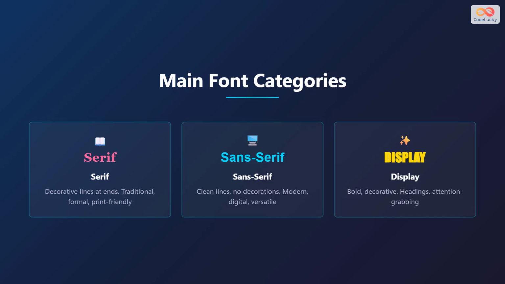The two main categories of typefaces are serif and sans-serif. Serif fonts have small lines or strokes at the ends of letters. They're traditionally used in print and formal documents because they're easy to read in long passages. Sans-serif fonts have no serifs and look cleaner and more modern. They're popular for web design and digital interfaces. Serif typefaces feel classic and elegant, while sans-serif typefaces feel contemporary and approachable.